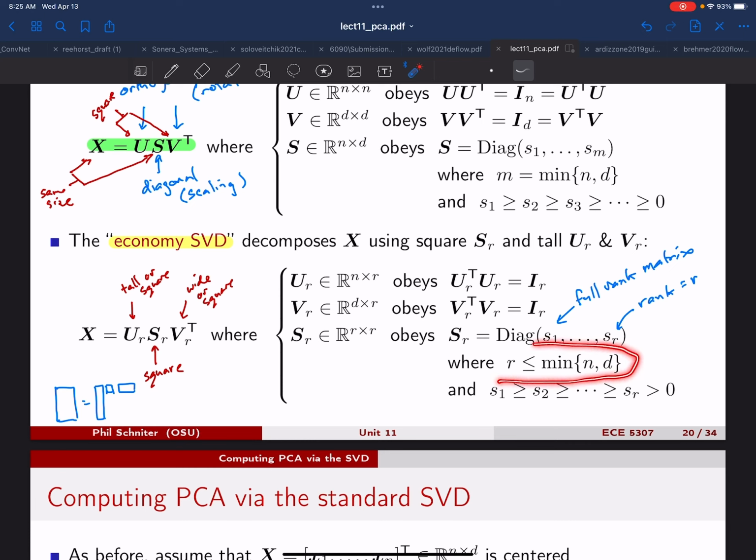The rank is at most the minimum of this dimension and this one, but it could actually be smaller in some cases. This is important. In the regular SVD, you can have zero-valued singular values, but in the economy one, they have to be positive. That's what gives you this full rank. When you look at these matrices here, this is a tall matrix with orthogonal columns. That means if I do U transpose U, that is identity. But it does not mean that U U transpose is identity. In this case here, you can see it can never be the identity matrix. It's going to be a square matrix that's rank deficient. Right?